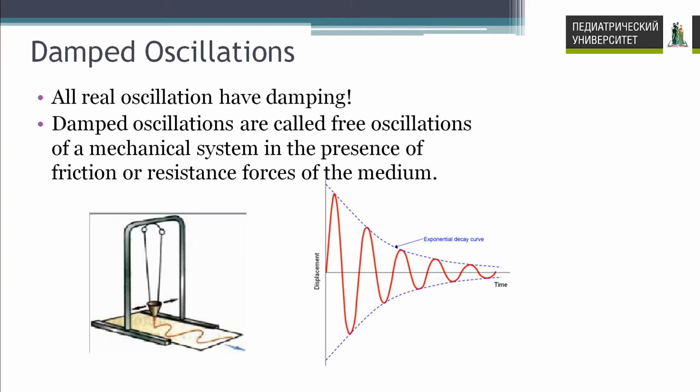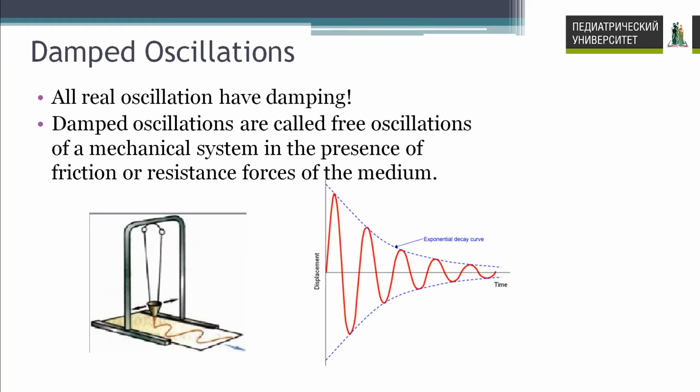Consider free or natural damped oscillations. Since the oscillations are free, it means that the system, being driven out of the equilibrium position by external forces or having received an initial impulse, initial energy due to external forces, is subsequently left to itself and is under the influence of only a quasi-elastic force and a friction force or the resistance force of the medium.